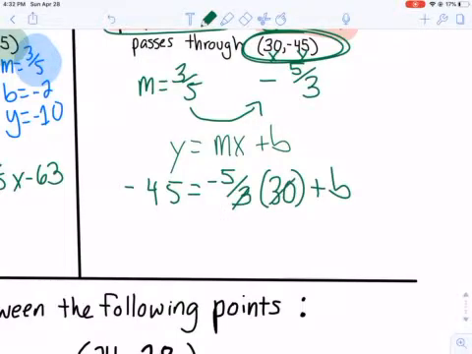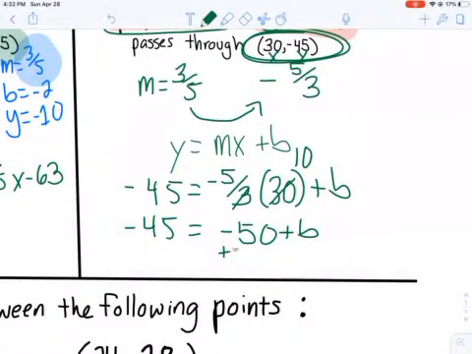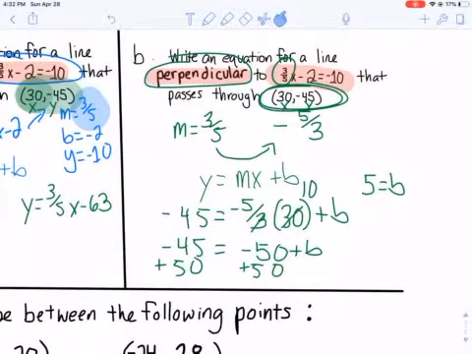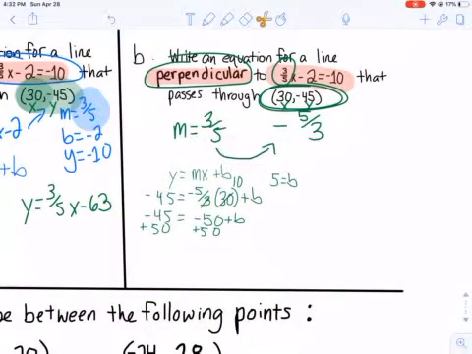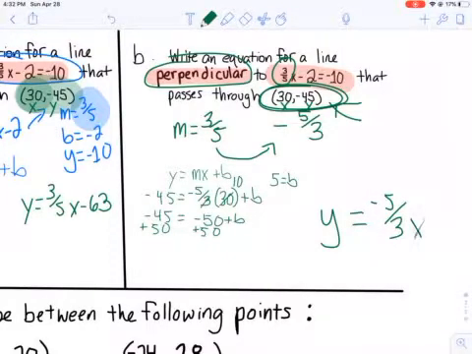Again, get to do some cross-simplifying here. I get negative 45 equals negative 50 plus b. Add 50 to each side. You notice I can do this in my head, but I'm still writing out all these steps. It can be incredibly useful. And I get 5 for a y-intercept. So now I know that the equation in slope-intercept form for a perpendicular line that passes through 30, negative 45 is going to be y equals negative 5/3 x plus 5.